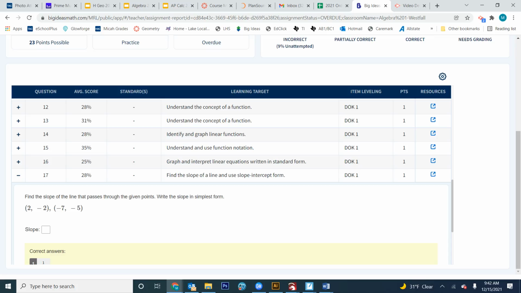How do I get the slope? Plug it in for me. Bailey, go. Negative 5 minus negative 2 and negative 7 minus 2.